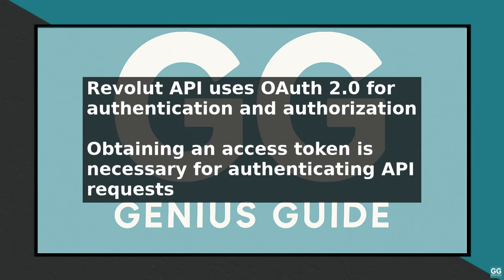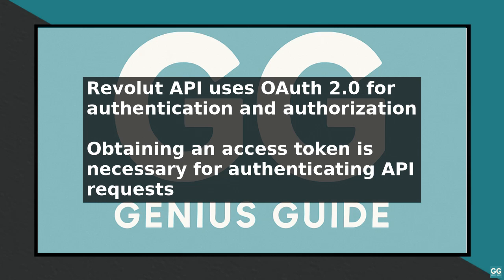A practical example of using the Revolut API is retrieving a list of accounts. You can do this by sending a GET request to the accounts endpoint with the access token in the authorization header. The response will contain a list of account objects, including the account ID, name, and balance.